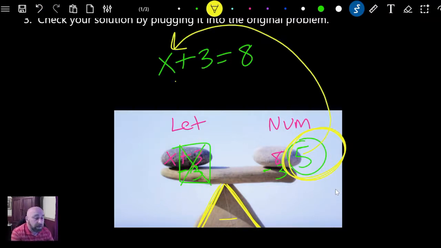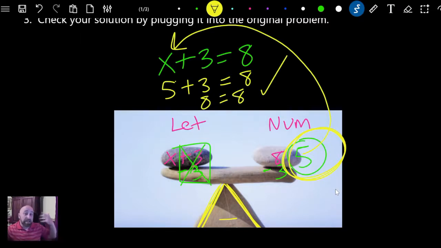So now, instead of x, we say 5 plus 3 equals 8. And look, 8 equals 8. We checked it. It works. We're good. So the way that you check these is you take your answer that you got, x equals whatever, and you plug it back into the original, and it should give you 8 equals 8, 10 equals 10, 5 equals 5, whatever. How do you know you did something wrong?